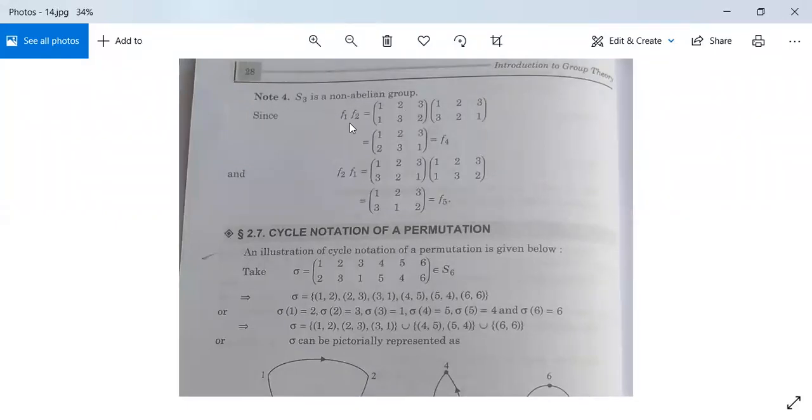S3 is a non-abelian group because here the value of n is 3. F1 composition F2 is (1 2 3 / 1 3 2) then (1 2 3 / 3 2 1), this is (1 2 3 / 2 3 1), so it is F4. But F2 composition F1 is (1 2 3 / 3 2 1) then (1 2 3 / 1 3 2), it is (1 2 3 / 3 1 2), this is F5. So F1 F2 is not equal to F2 F1.